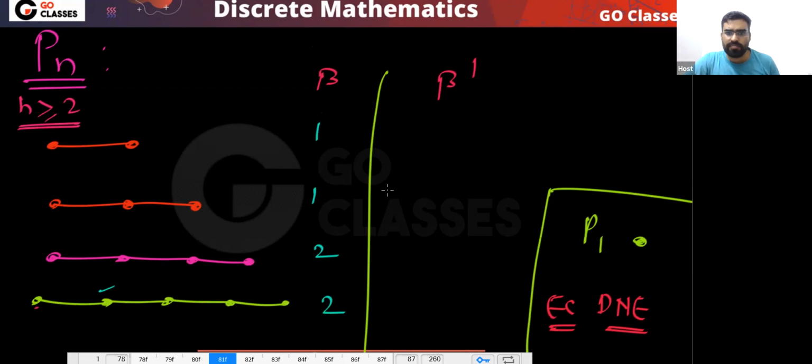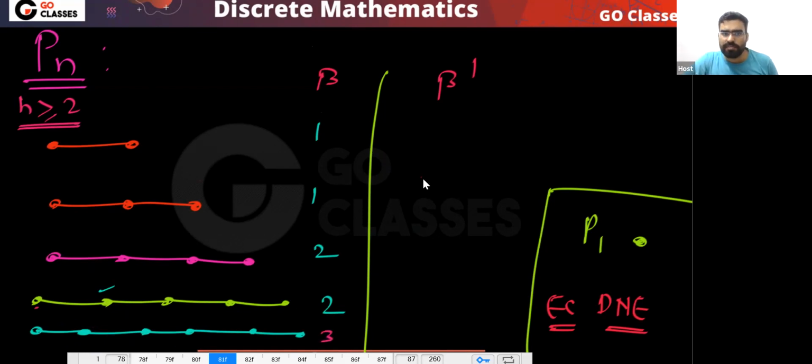These 2 are enough. And if you have 6, then this will cover these 2, this will cover these 2. So finally you need 3. Here you need 3. And what about beta dash?